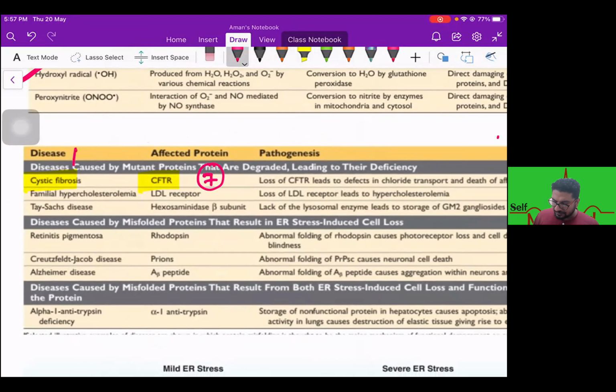Nowadays we have a new drug for treating this condition. Remember, previously we were using N-acetylcysteine, the same drug that we use for paracetamol toxicity. But now we have one more drug to treat this condition that is called Ivacaftor.